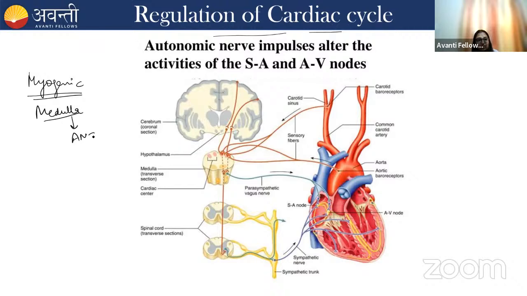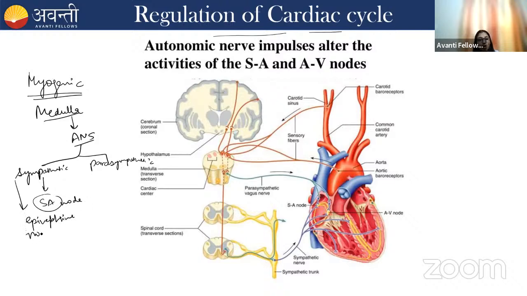There's the ANS, which is the autonomic nervous system. And this ANS has two parts, the sympathetic and parasympathetic. The sympathetic, when it acts on the SA node, releases epinephrine and norepinephrine. And these two act as neurotransmitters, and they will increase the heart rate as well as the cardiac output.